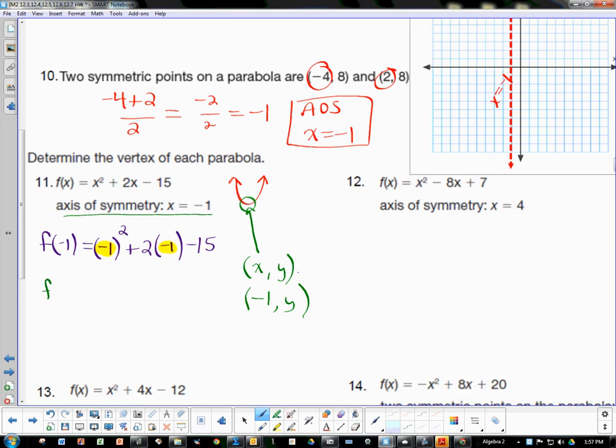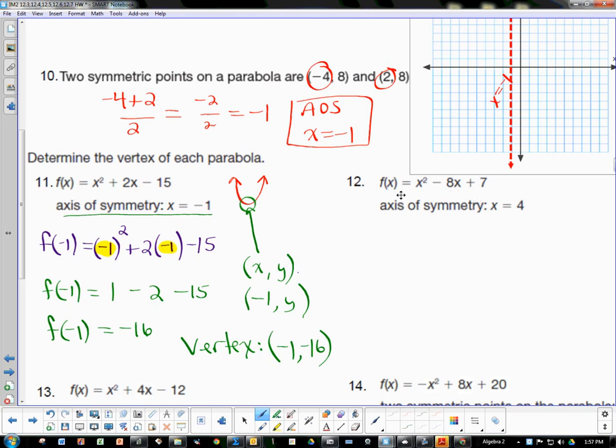Let's go through the math. F at -1 is equal to, that's going to be a 1, minus 2, minus 15. So f at -1 is equal to -1 minus 15. That's going to be -16. So now we have our vertex. So our vertex is -1 comma -16.